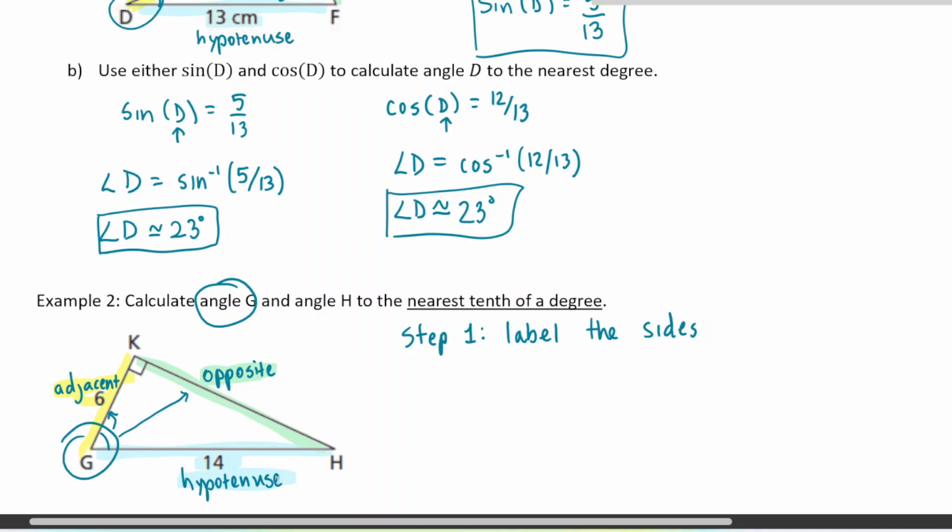Okay, so we have to be smart about this and strategic. So we have to use a ratio that makes the most sense. So I'm going to write out SOHCAHTOA.